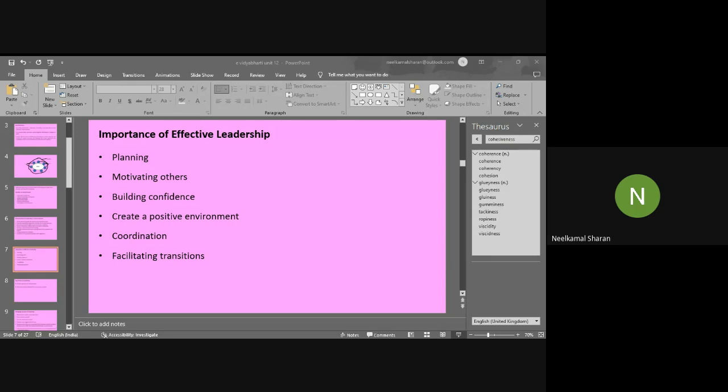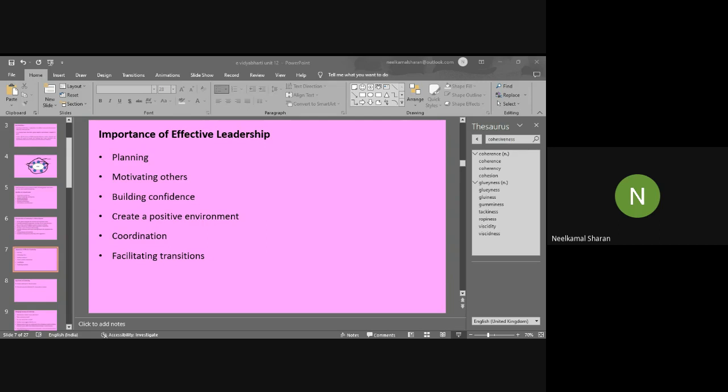Coordination. We have discussed many times that coordination is an important concept in effective leadership, without which we cannot achieve our goal. Without coordination we cannot achieve our goal. So coordination is important in effective leadership.